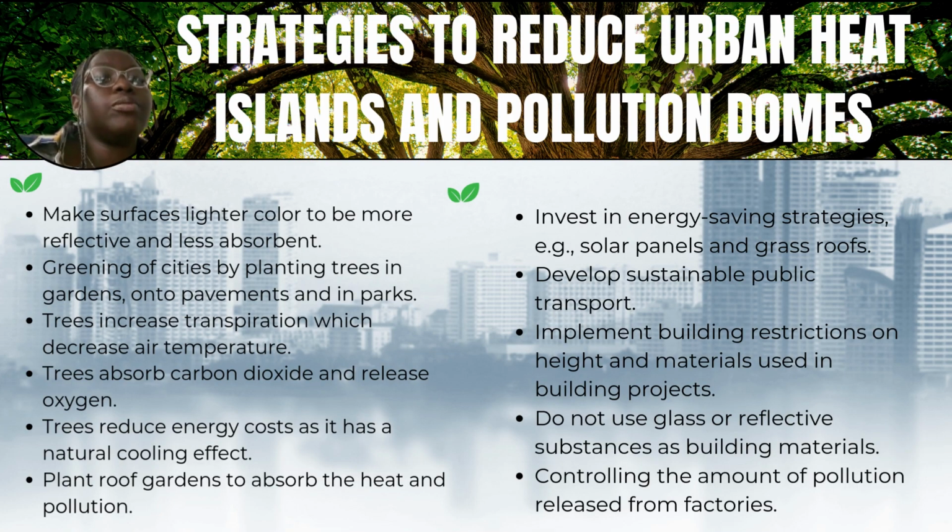We plant roof gardens to absorb the heat and pollution. Invest in energy saving methods such as solar panels and grass roofs. Develop sustainable public transport. Implement building restrictions on height and on materials used in building projects. Do not use glass or reflective substances as building materials. Control the amount of pollution that is released from factories. So we want more trees, we want lighter surfaces, more lighter colors. We want roof gardens, we want energy saving strategies, public transport, change of building materials, things like that.